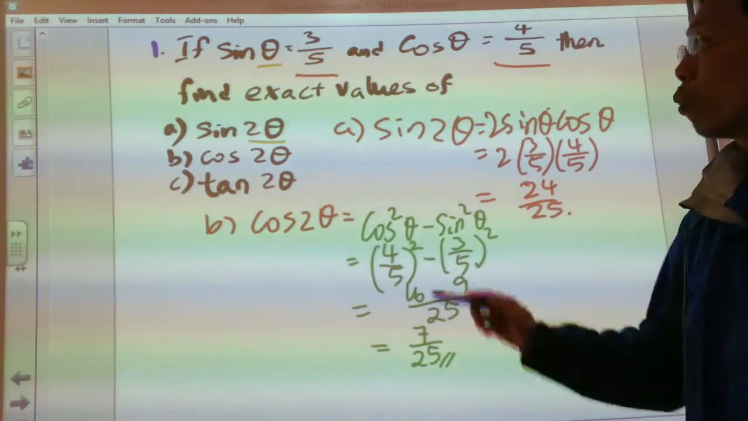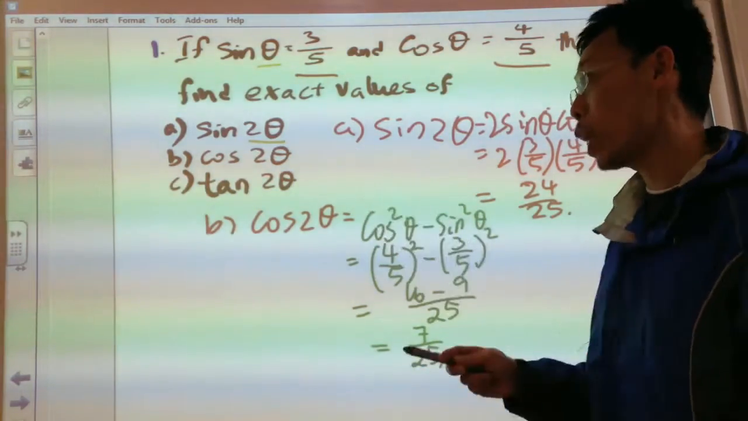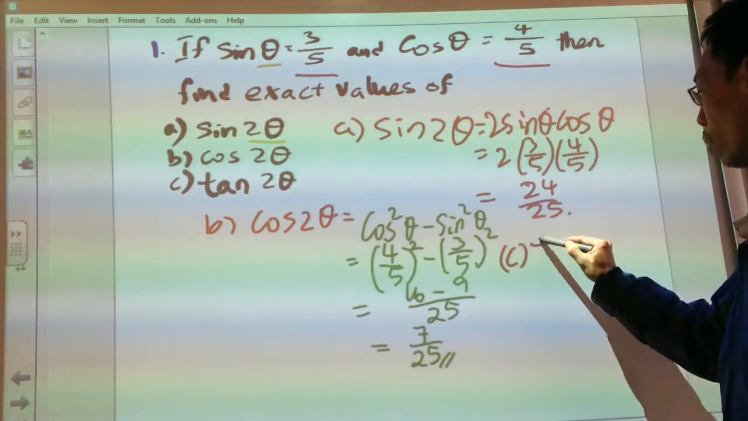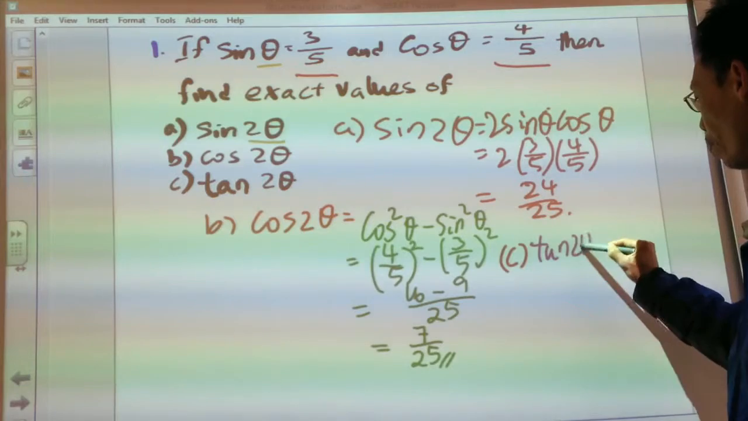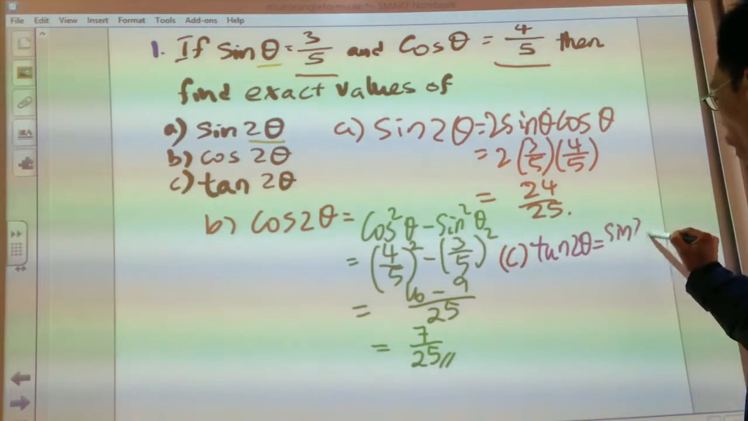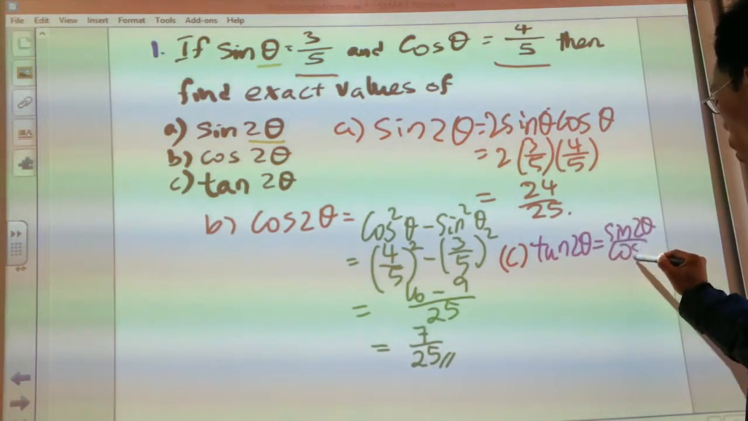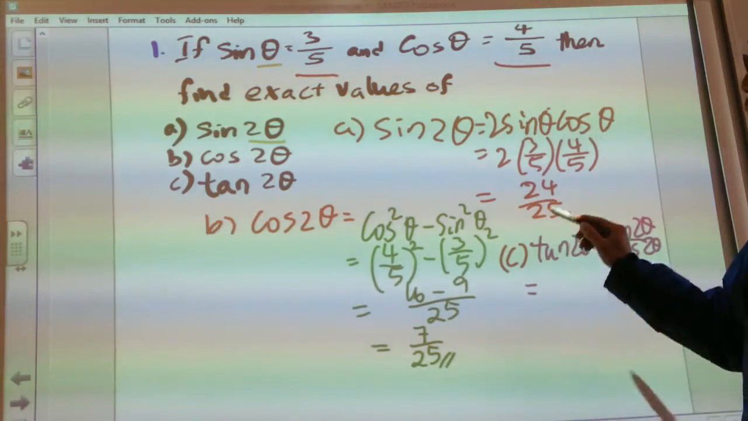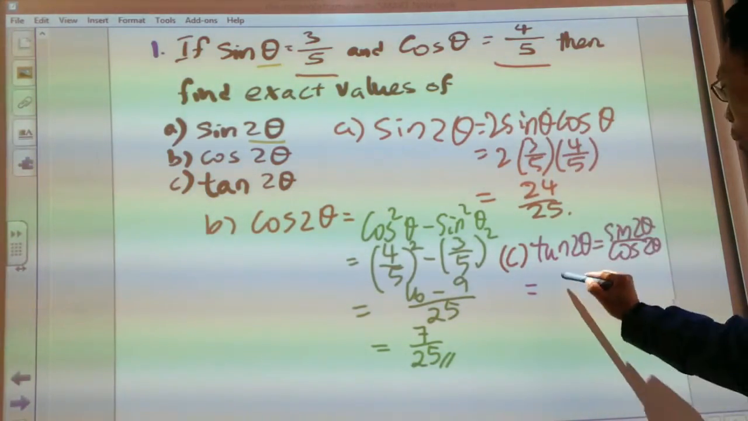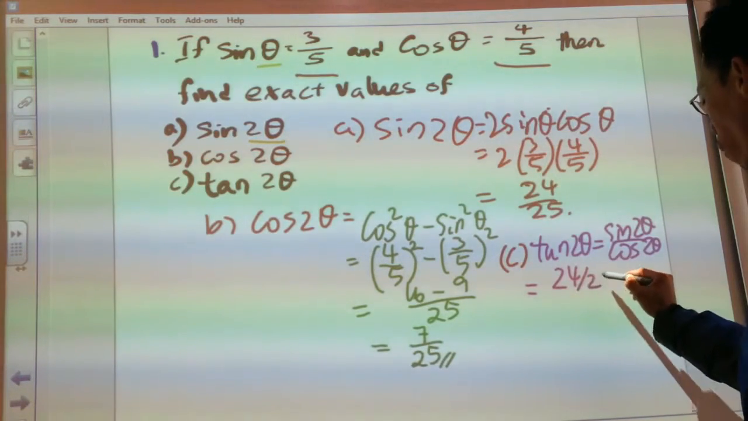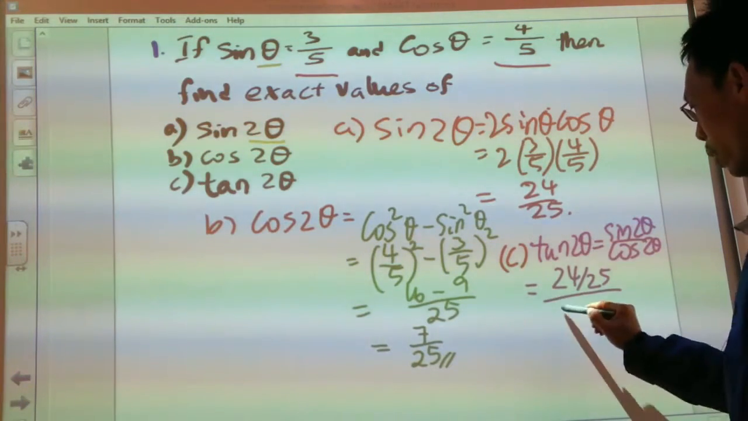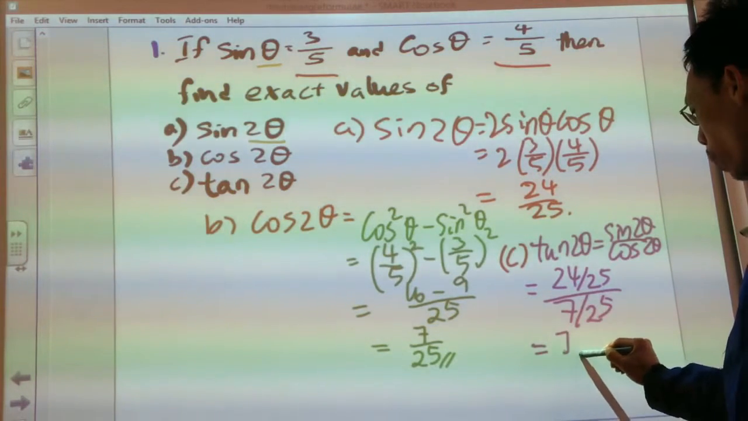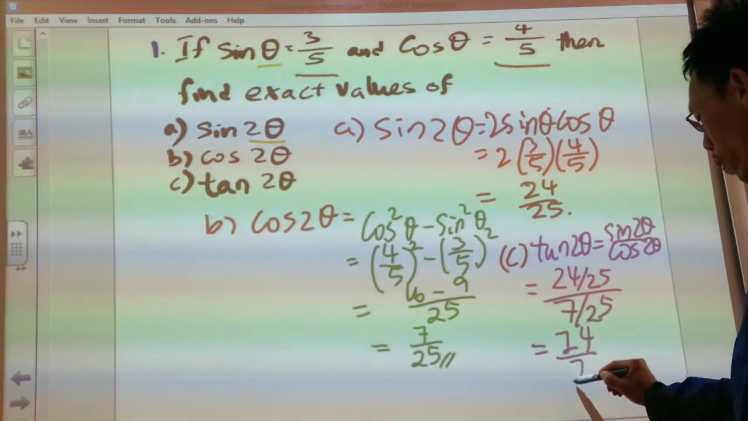Now we don't really have the formula for tangent 2 theta, but tangent 2 theta is nothing more than sine of 2 theta over cosine of 2 theta. So in this particular case, I can use sine 2 theta is over here, 24 over 25 divided by 7 over 25. So my answer is 24 over 7.